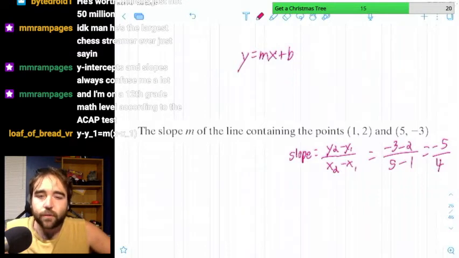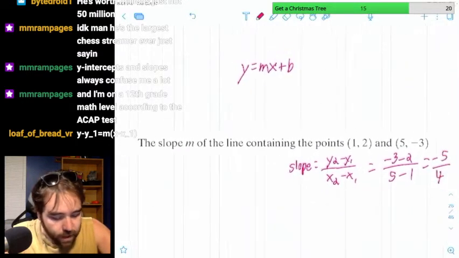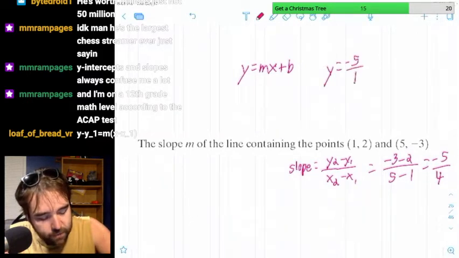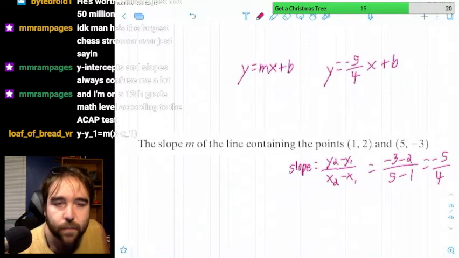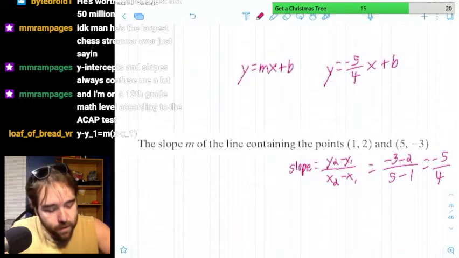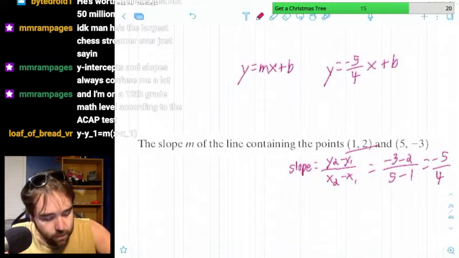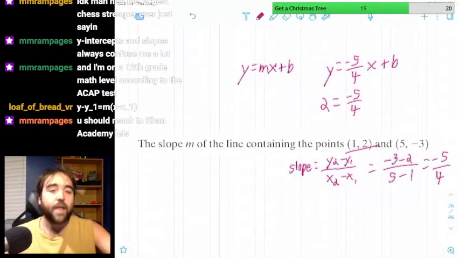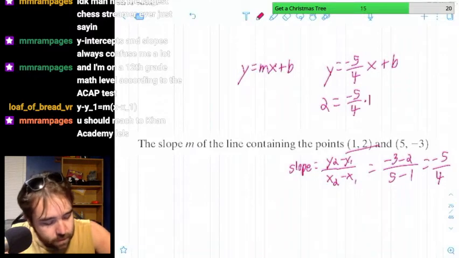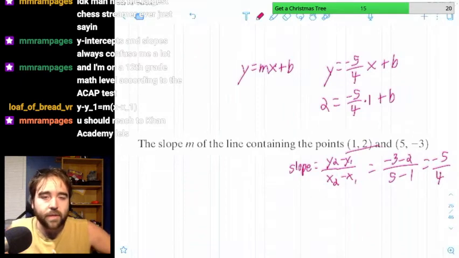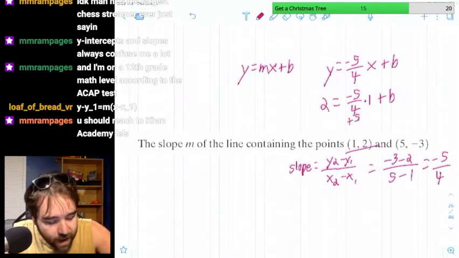Okay, so what can we do from here? Well, we can start writing the equation, because now we know the m. So we could do y equals the m, which is negative 5 fourths, x plus b. And if you're doing it this way, what you do at this point is you plug in one of the points for x and y. So we could use this one because it seems easier. So we could go 2 equals negative 5 fourths x, which is 1, so just times 1, plus b. Because see, now we have just this equation that only has b in it, so we can solve for b by just adding 5 fourths to both sides.